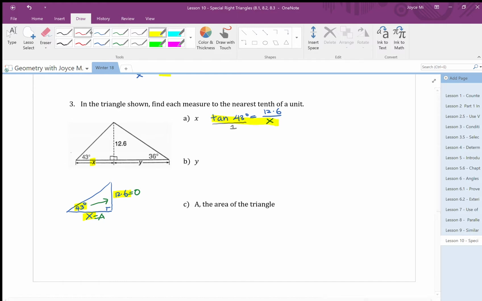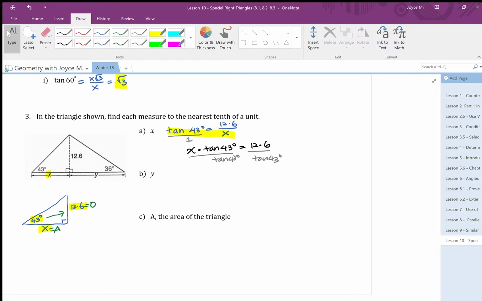So, I can cross multiply. If I cross multiply, I would have x times tangent 43 degrees is equal to 12.6 times 1, which is 12.6. Again, think about what you want. I want to isolate x. That means let's make x by itself on one side. Next, I can divide both sides by tangent 43 degrees. So now, x, next part, solve. From here, the tangent 43 over tangent 43 is just 1.